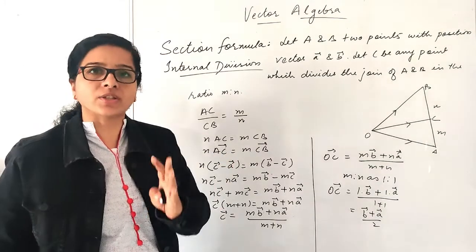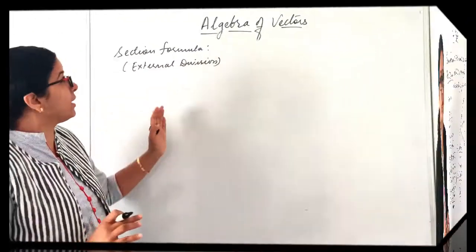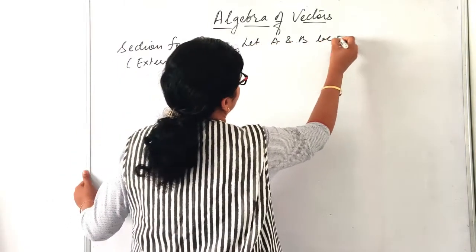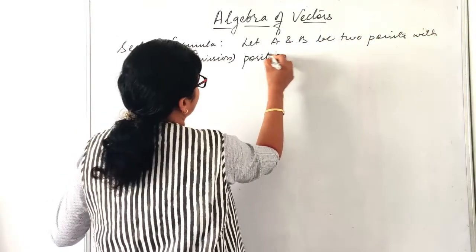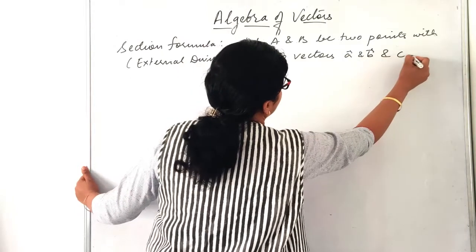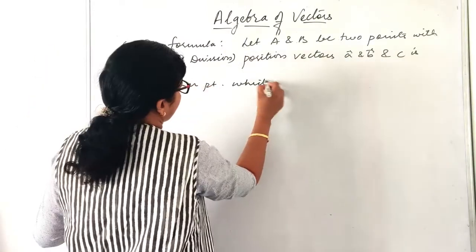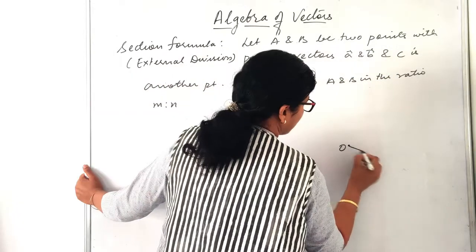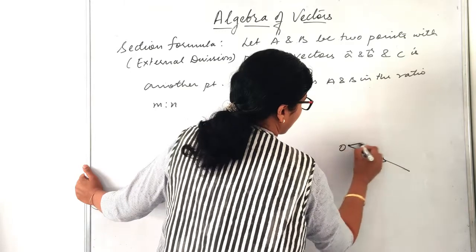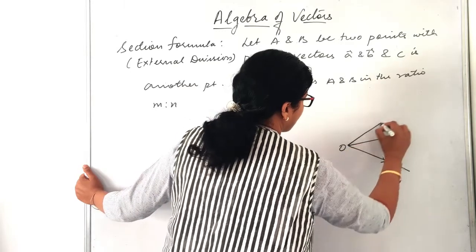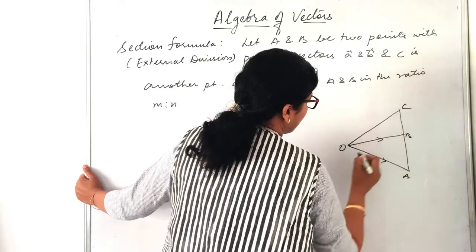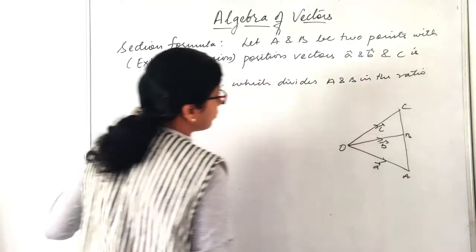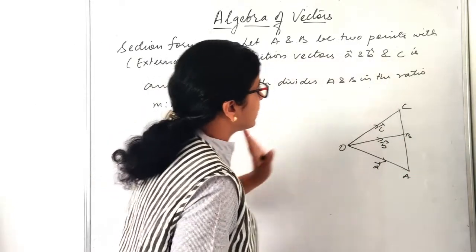Now let us check the external division of the points. So now let us check the section formula for the external division. Say for example, let A and B be 2 points with position vectors A and B, and C is another point which divides A and B in the ratio m:n. So this is my origin, this is my A vector, this is my B vector, and this is somewhere C which is dividing them externally. Let us assume this is C vector. I have to find the position vector of C, right?